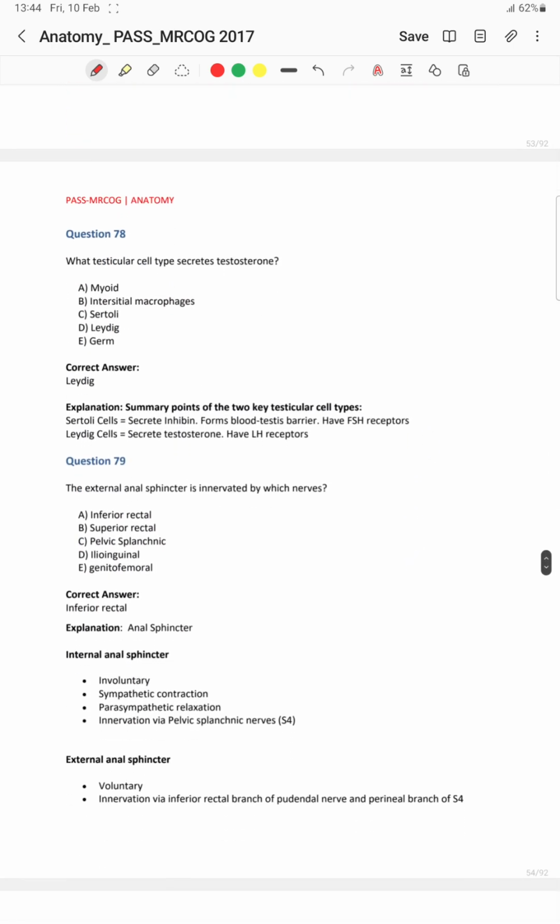Okay. Now the next question: what testicular cell type secretes testosterone?